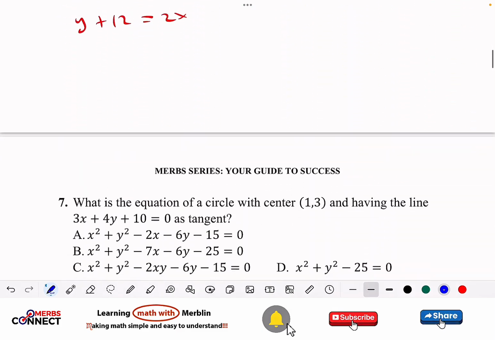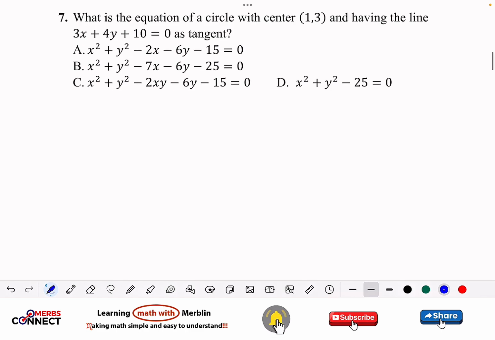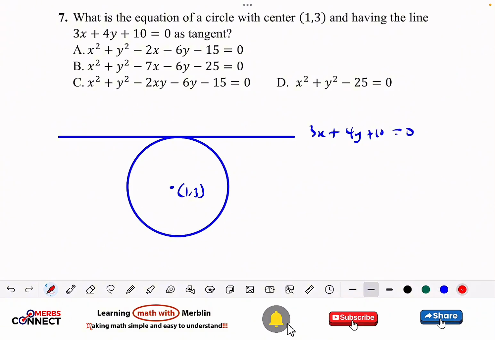All right, that's fine. Let's look at question 7. What is the equation of the circle which has a center this and having a line this as a tangent? Good. So with circles, it's good for you to always draw, right? So we have a tangent and then we have a center here. Center is 1, 3. And then we have the tangent line 3x plus 4y plus 10 equals 0. For us to find the equation of the circle, we know that definitely we need a radius and the center, right? So we can find the radius, and then we are done.